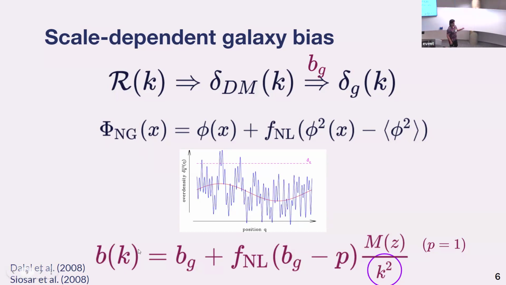So how or why did this happen? Essentially because FNL gives you a way to couple short wavelength fluctuations with long wavelength fluctuations. And these long wavelength fluctuations will modulate the small scale ones, which relate to the galaxy bias, now introducing scale dependence to the galaxy bias.